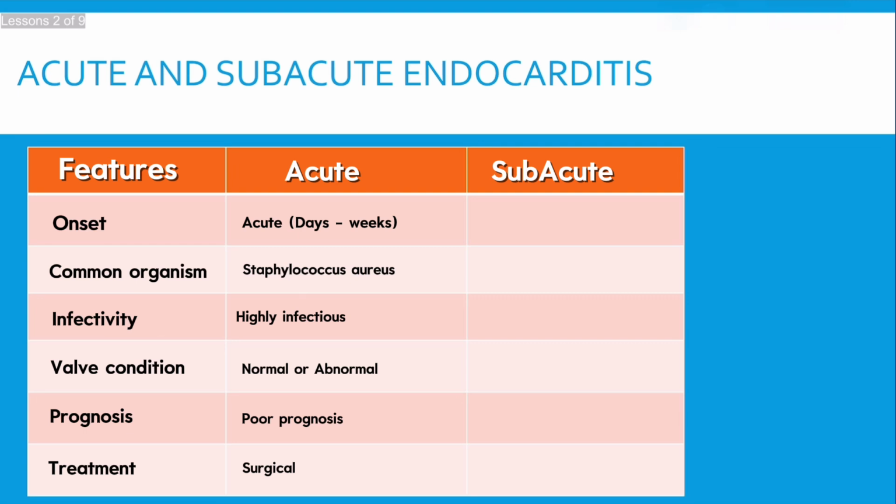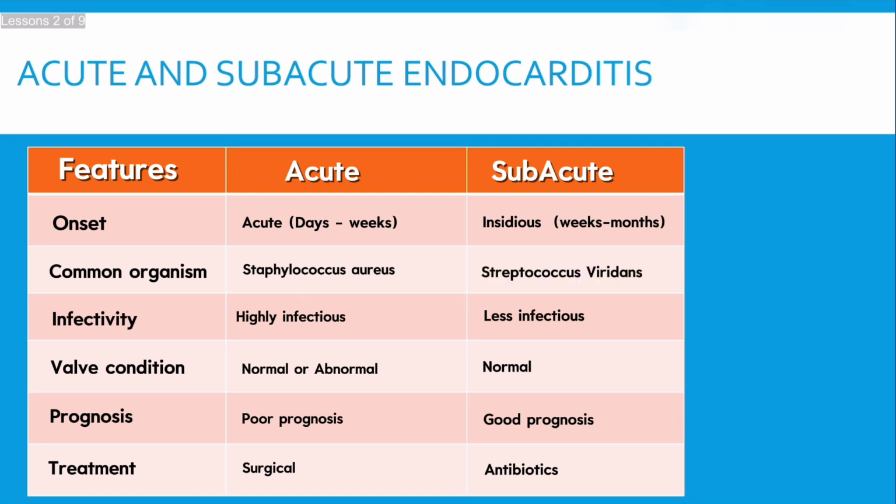Subacute infective endocarditis, on the other hand, presents with an insidious and slow onset, along with less severe symptoms. It is caused by less infectious pathogens, affecting normal heart valves, and has a relatively good prognosis as it responds well to antibiotics. One of the most common causative organisms is Streptococcus viridans, a gram-positive bacteria, which is part of the normal oral flora and usually enters the bloodstream through dental procedures and is common in individuals with poor oral hygiene.